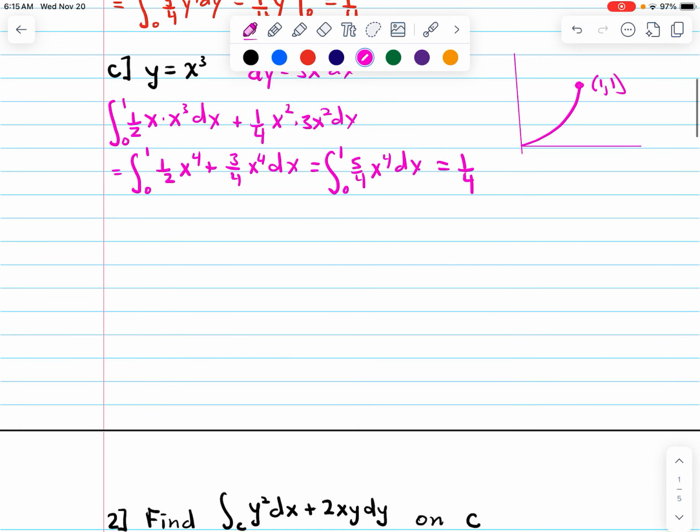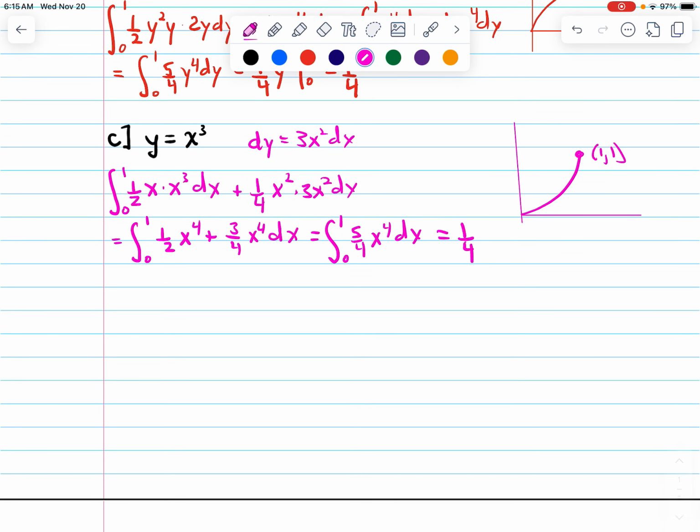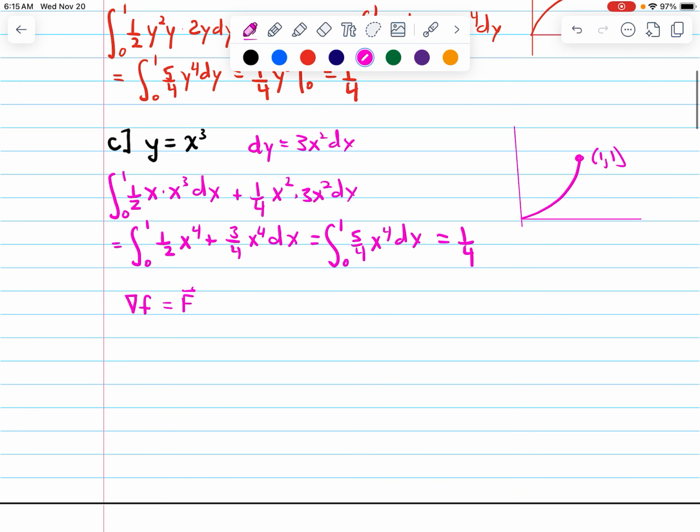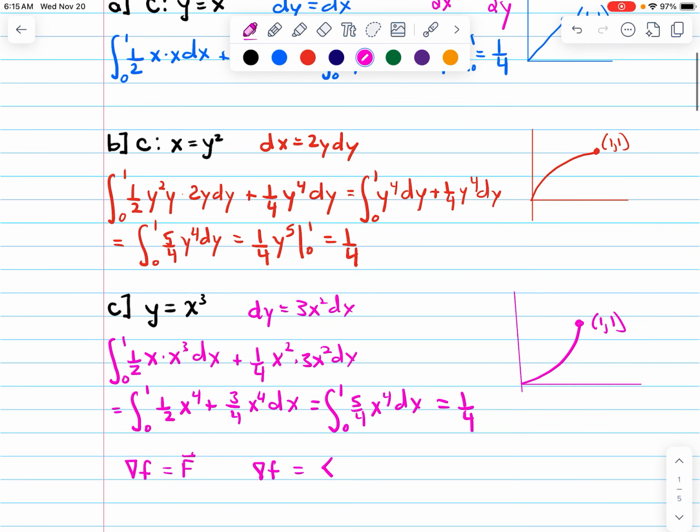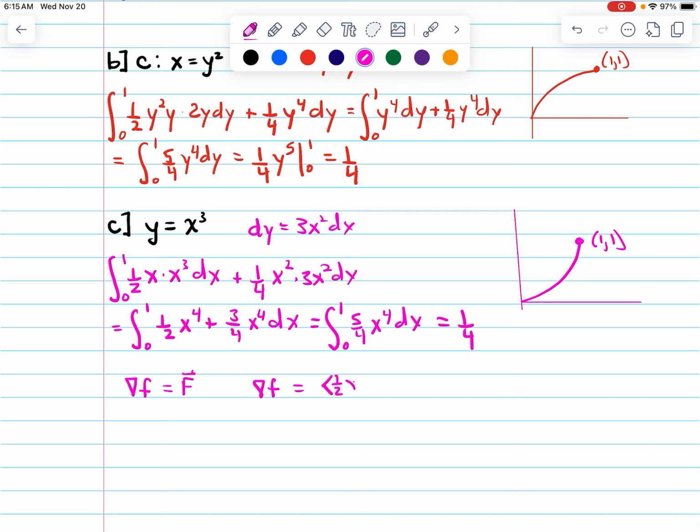Now what does that mean? Well, that means that there is a potential function. And when we take the gradient of that function, we get the vector field that we were looking at. In other words, there is some potential function, f, that when we take the gradient of it, we get 1/2 xy and then 1/4 x squared. And we say, okay, that's a gradient field, and that makes that gradient field conservative.